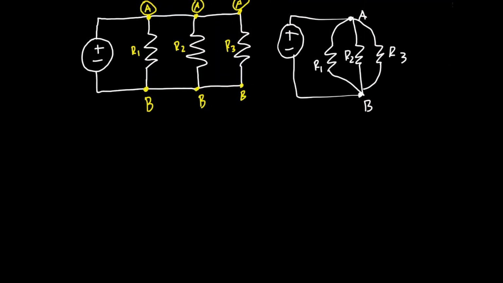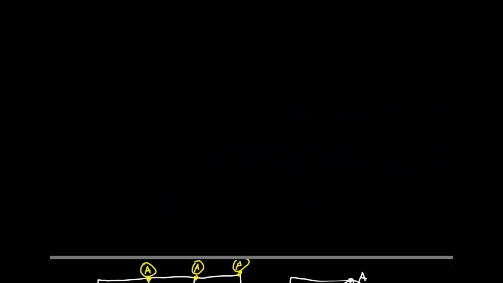Now, first of all, what is the formula to calculate the equivalent resistance? Well, the equivalent resistance is given by the formula 1 over R equivalent is equal to 1 over R1 plus 1 over R2 plus 1 over R3.